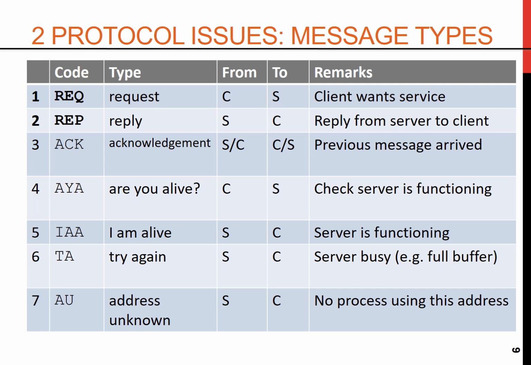TA manages server overloads by temporarily refusing requests and signaling to try later. AU prevents futile retries by indicating that no server is available at the specified address. So these message types facilitate a well-rounded communication model for RPC-type middleware. They cover everything from basic requests and responses to handling failures, and this ensures continuity and manages overloads.